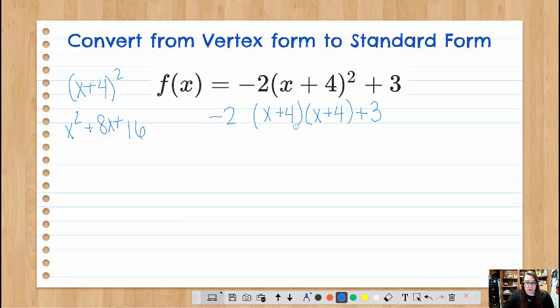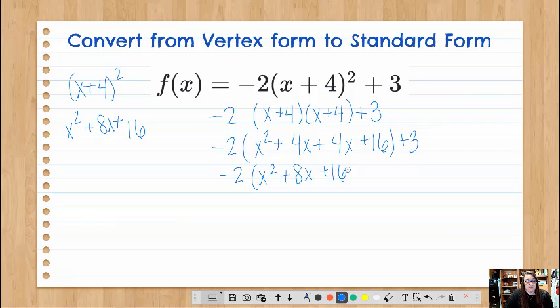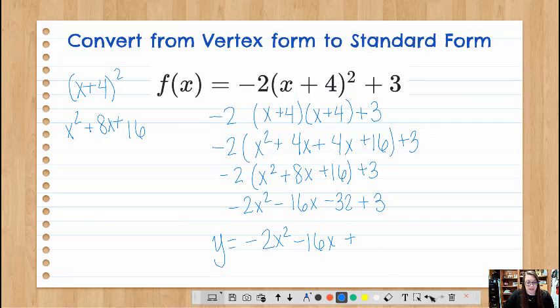If you're not sure how that works, then let's work it out the long way. We have x squared plus 4x plus 4x plus 16. And you can see the two 4x's, that's how the 8x comes to be. And the 16 is from the L. So when I simplify, I have what I started with there on my shortcut. Then I can distribute the negative 2. And lastly, combine these two like terms to get my final standard form, negative 2x squared minus 16x minus 29. All set?